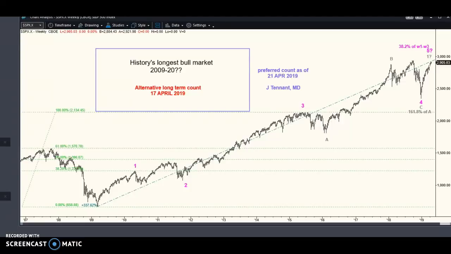Hello, today is April 21st, 2019. This was a wave count I first showed on the 17th. I've changed the colors to make it conform to the colors on my other charts. And as of today, April 21st, I've decided to make this my preferred wave count. I'd like to go over the reasons.